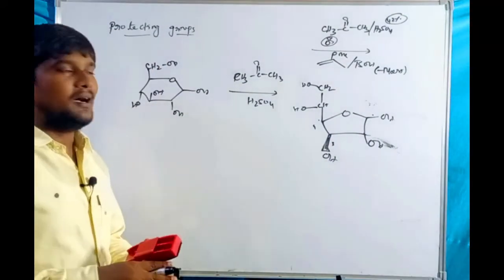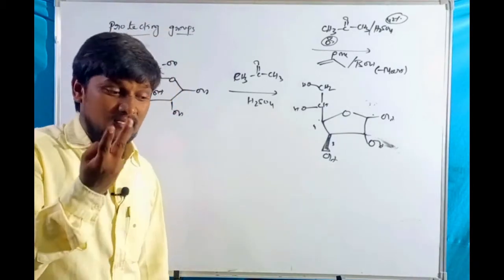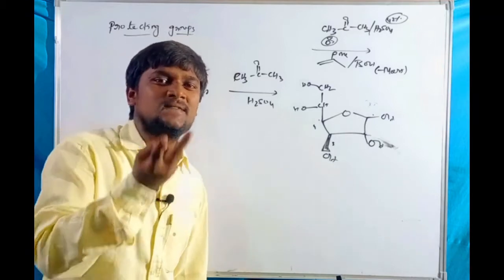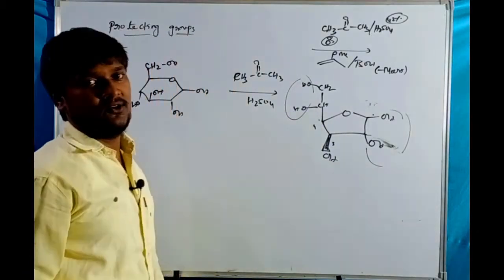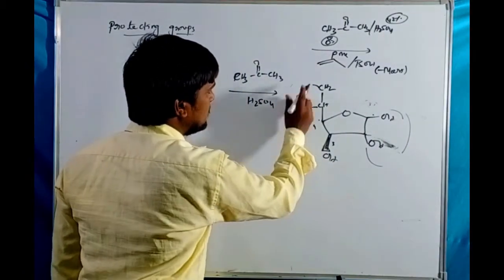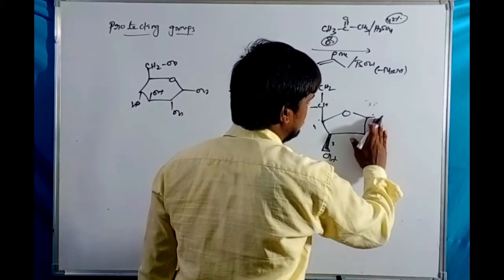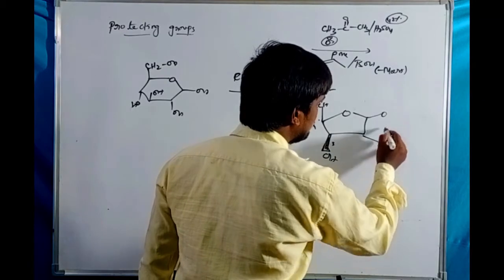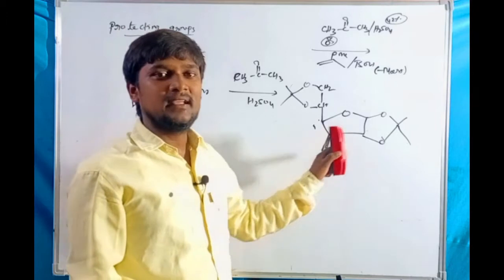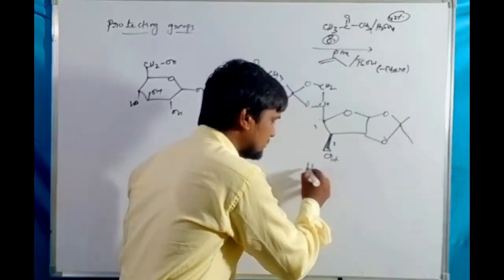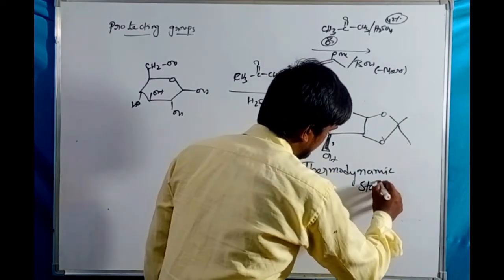Now, 2 moles of acetone are consumed in this reaction. That indicates the 2 moles of acetone require 2 cis vicinal diols. Here is one cis vicinal diol, and here is another cis vicinal diol. Here it forms one type of acetal, and again another type of acetal, through a rearrangement reaction. This is the thermodynamically stabilized product.